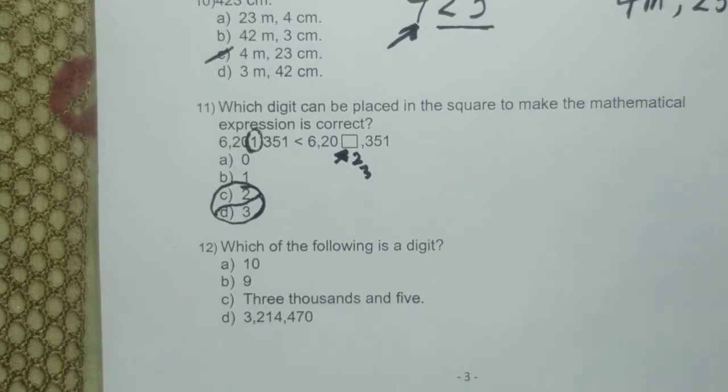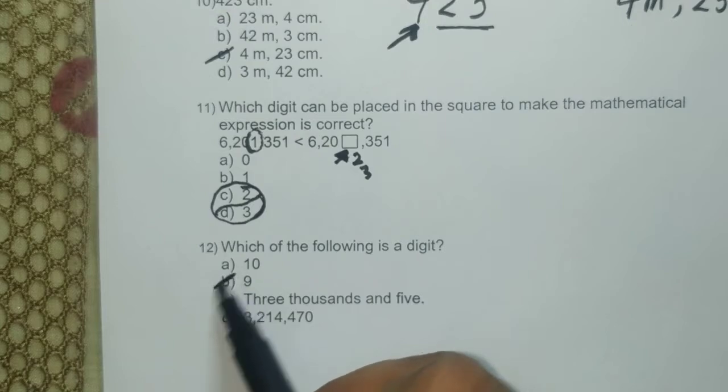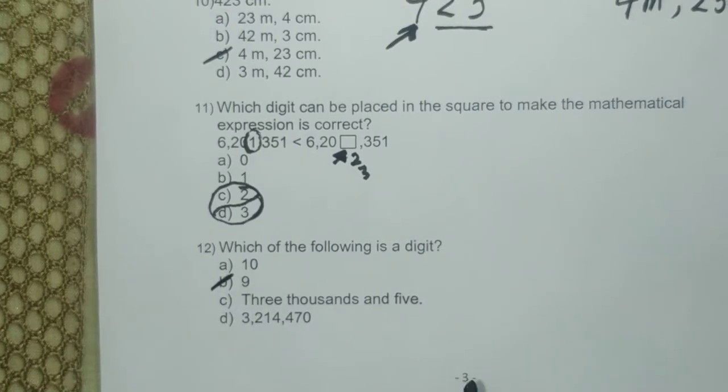Another one. Which of the following is a digit? Of course, it's 9.